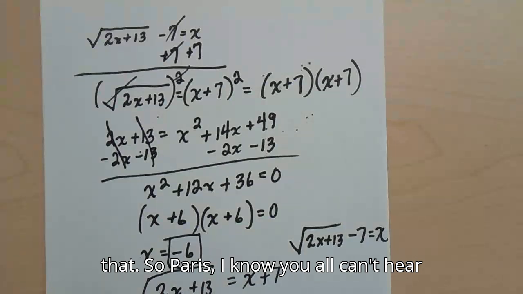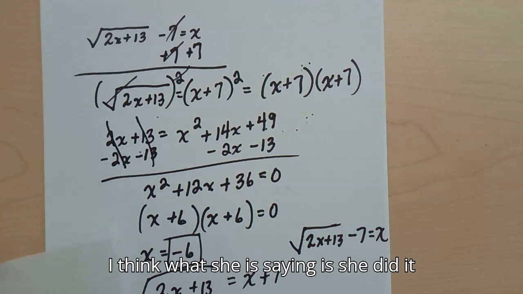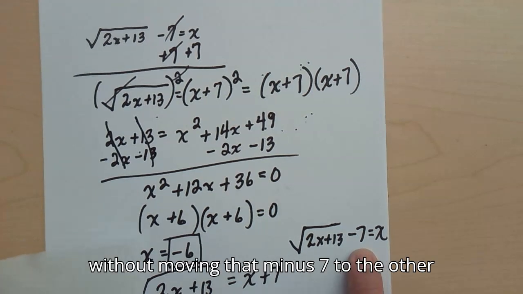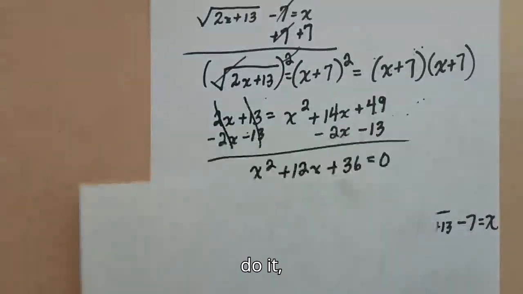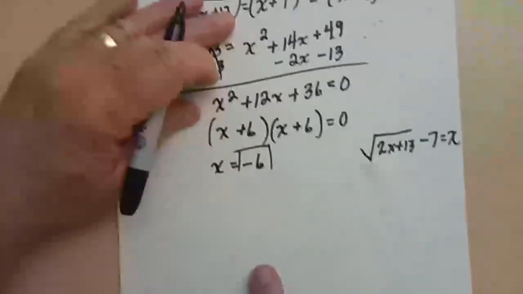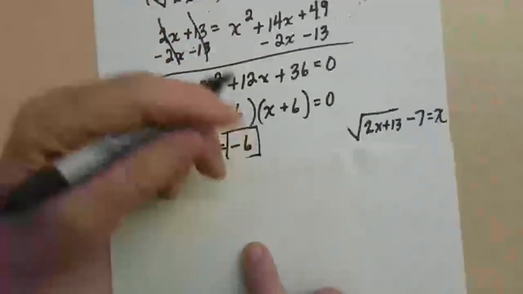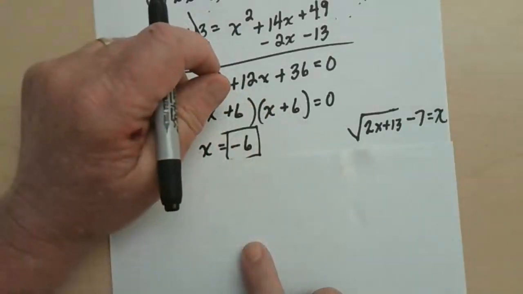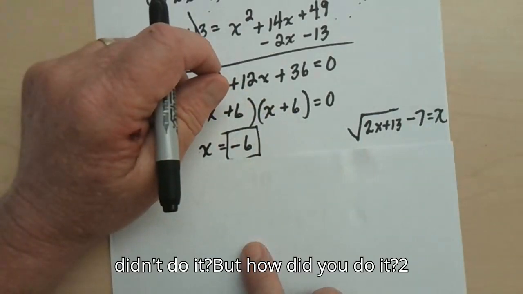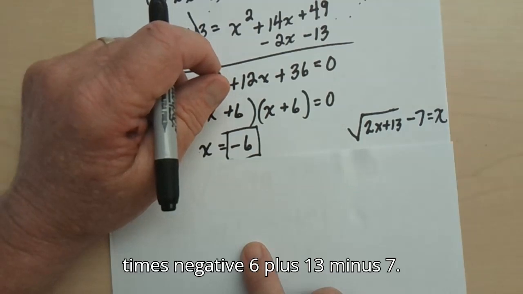So Paris, I know y'all can't hear both sides of the conversation here, but I think what she's saying is she did it without moving that -7 to the other side, and she got the right answer. This is what I want to figure out: how did you get -6 if you didn't do the square root part? But how did you do it? I did 2 times -6 plus 13 minus 7.